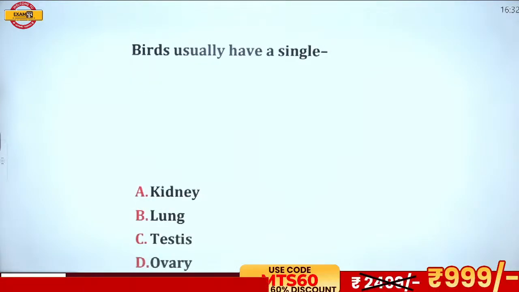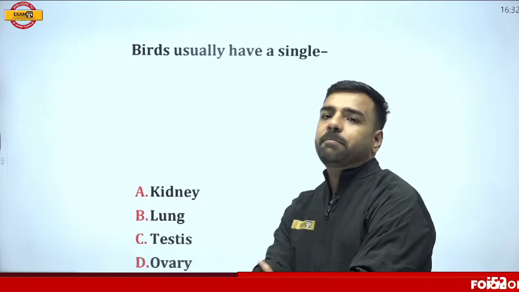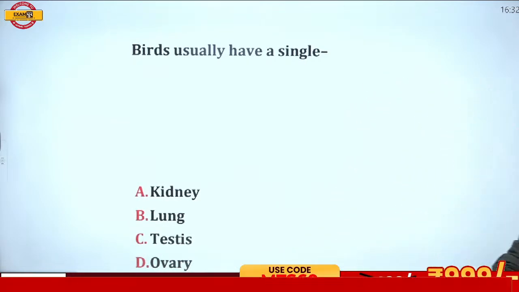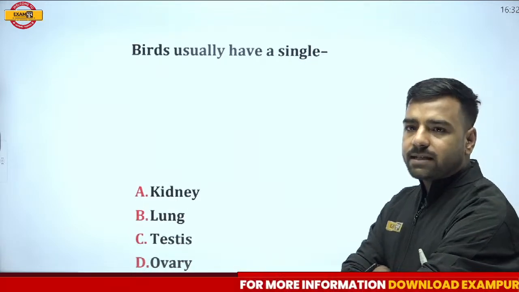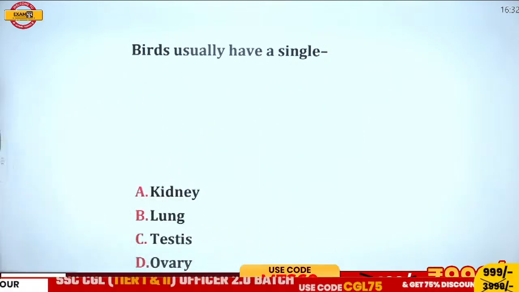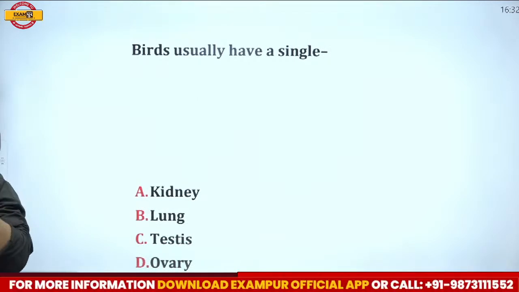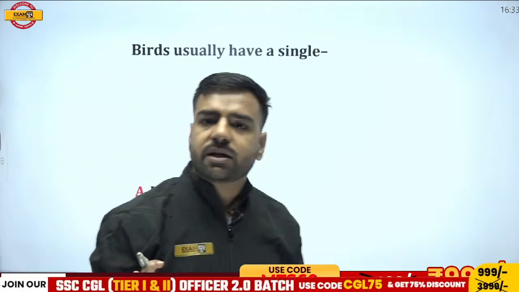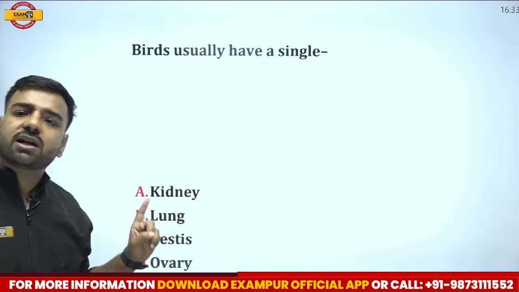Birds usually have a single kidney, lungs, testes or ovary. What do you think? Birds might be having what? What is the correct answer over here? And yes, again a previous year question from the CGL part. Will it be kidney, lungs? Answer please. See, if I talk about birds now, here birds actually have only one single functional kidney.